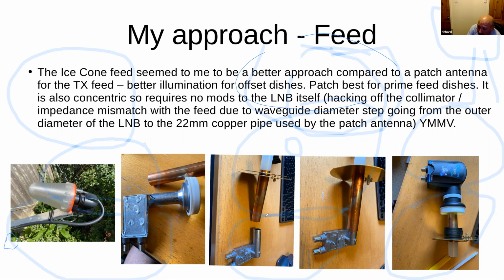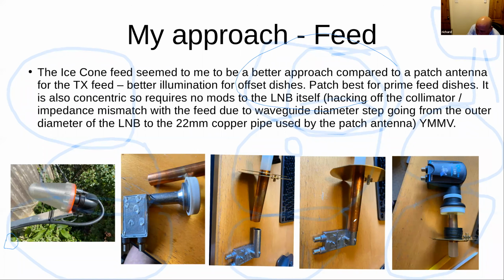So one of my big concerns is the match between the 22mm pipe and the end of the LNB itself, because you basically chop off the feed point and the collimator, and then you just put the end of the potty directly into the LNB. And I was just a little bit concerned about losses in that.